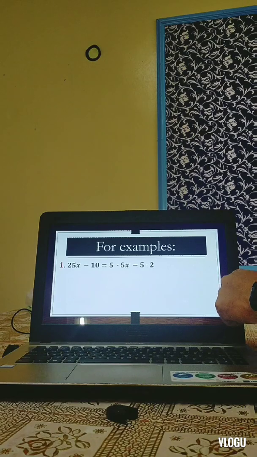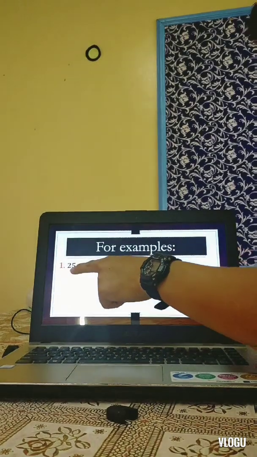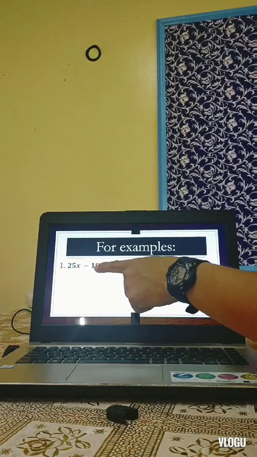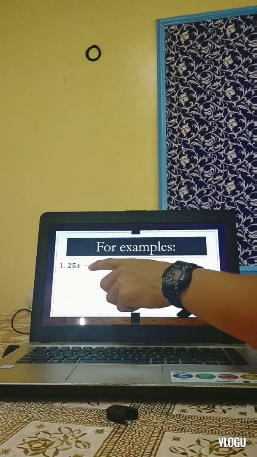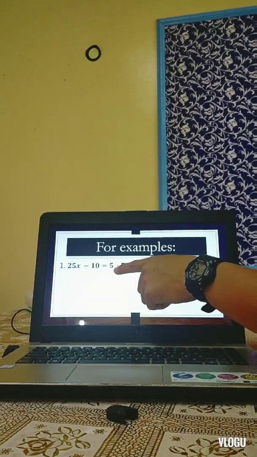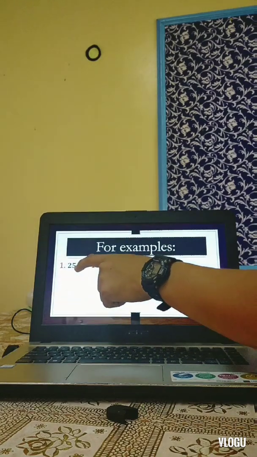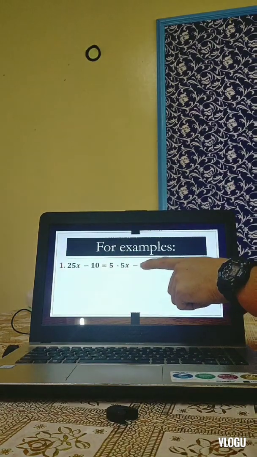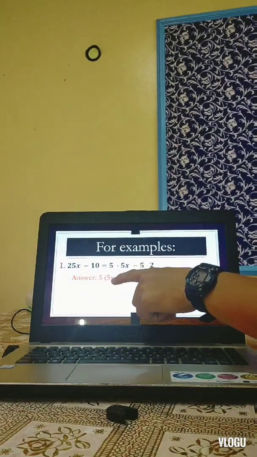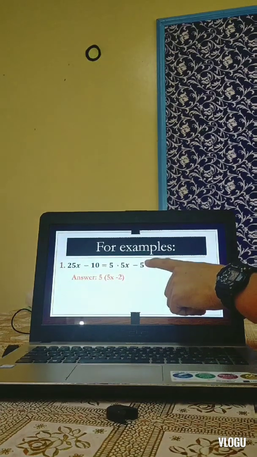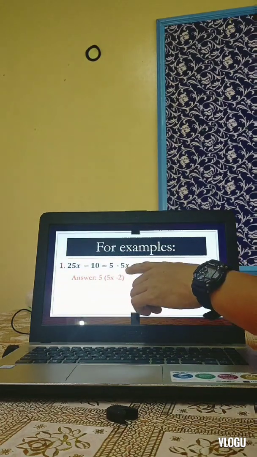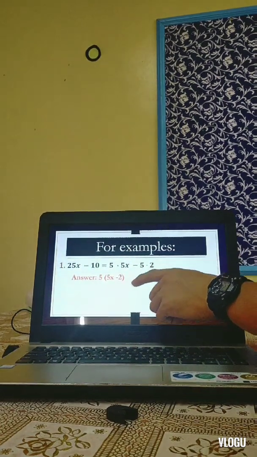For example, 25x minus 10. So you will have 5 times 5x, that is 25x. And the common number for 25 and 10 is 5. So 5 times 2 is equal to 10. So 5 times 5x is equal to 25x. Then negative 5 times 2 is equal to negative 10. The answer is 5 times 5x minus 2. You copy the same number outside, then you copy the remaining, 5x minus 2.